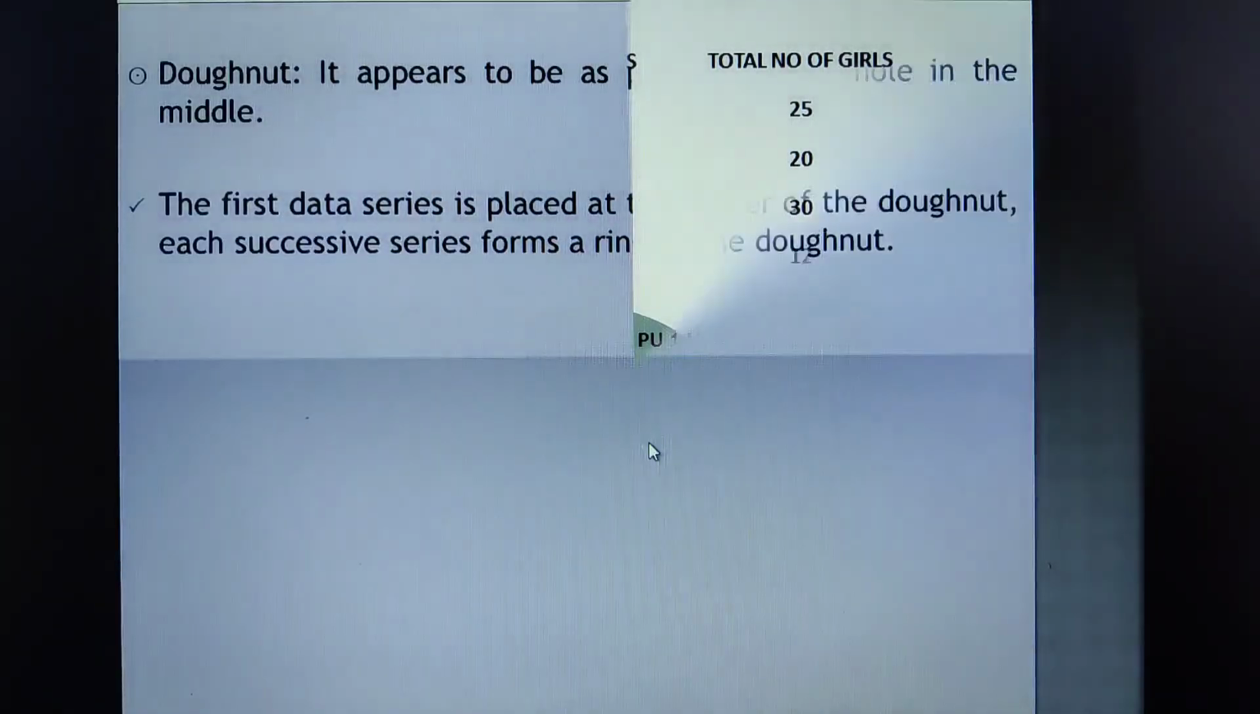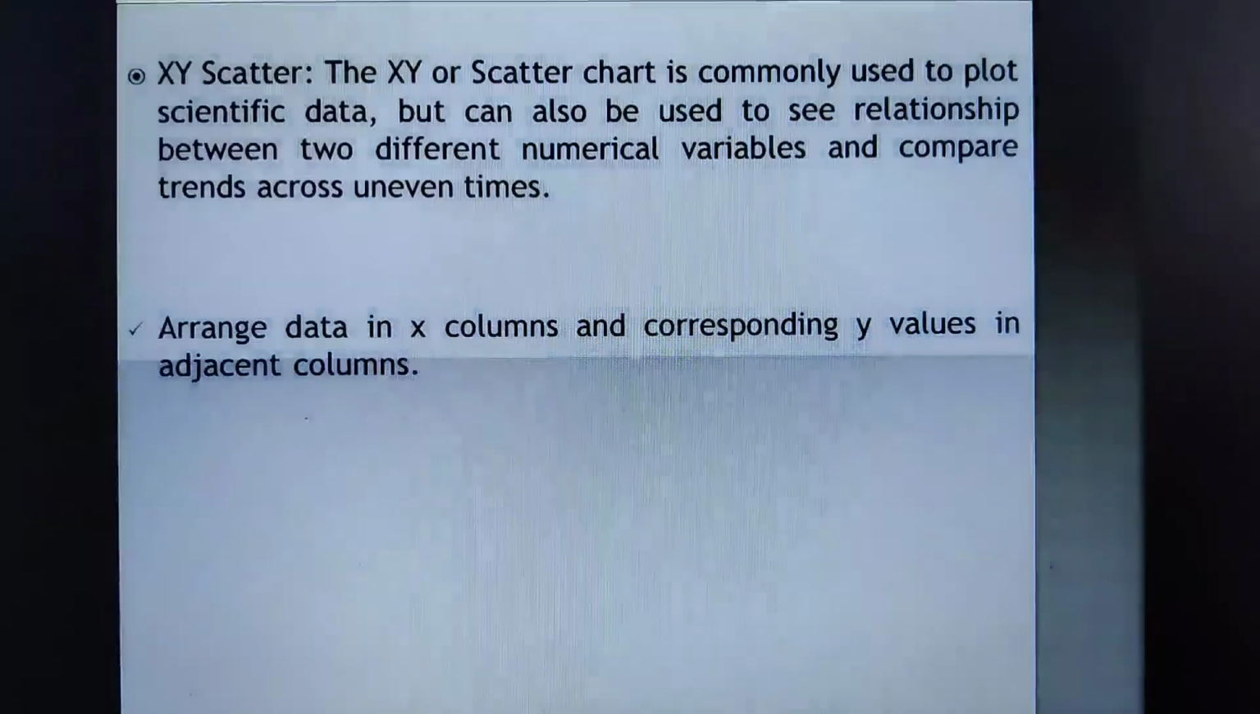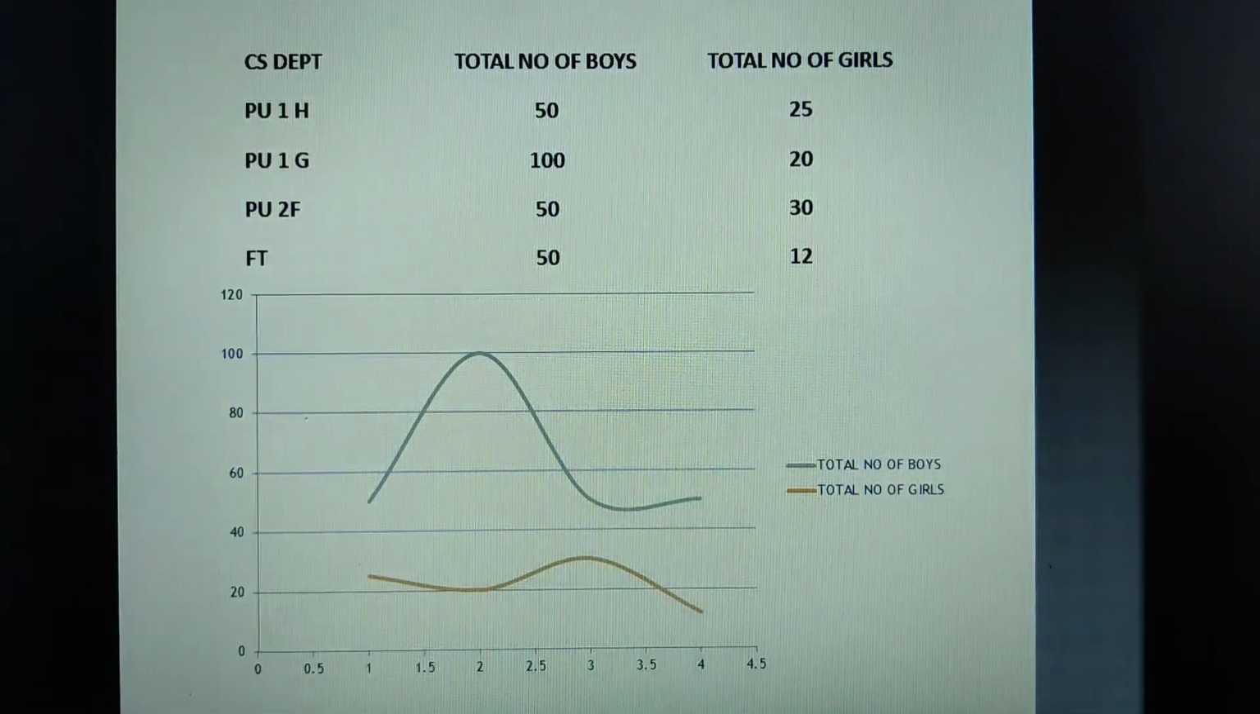Moving back to the XY scatter chart. When to use this XY scatter chart? It is commonly used to plot scientific data. When you want to find the relationship between two numerical values, whether they are dependent on each other or not, how far they change with each other, what kind of relationship exists between the two, then for scientific research purposes the XY scatter chart is extensively used. This is how the layout of the XY scatter chart would be.